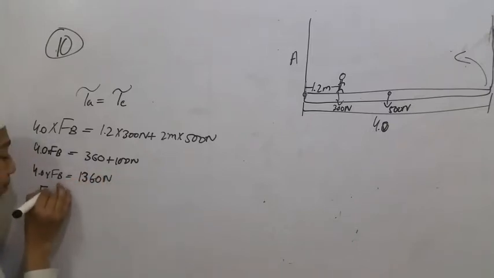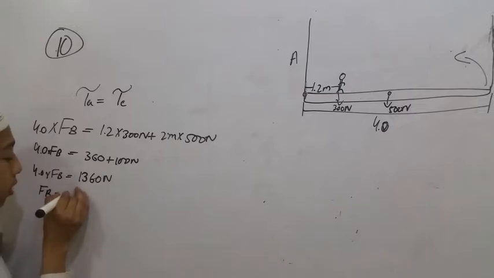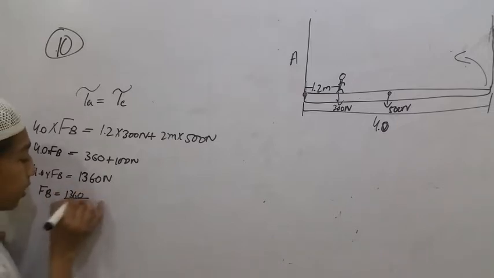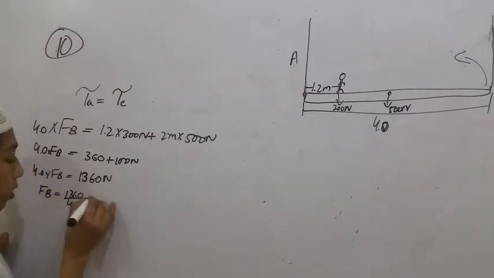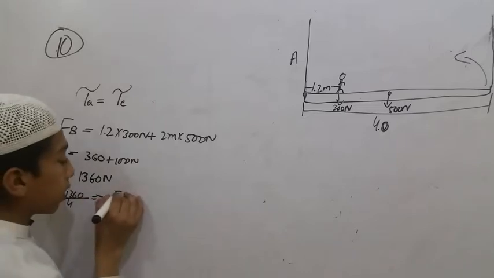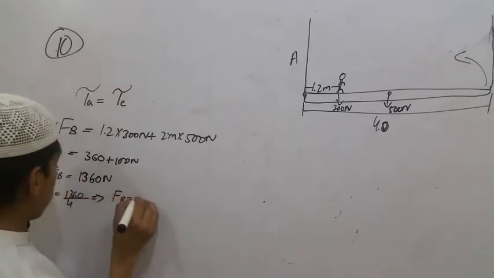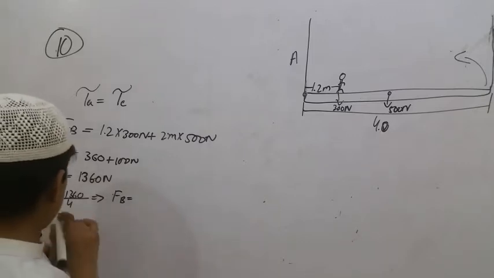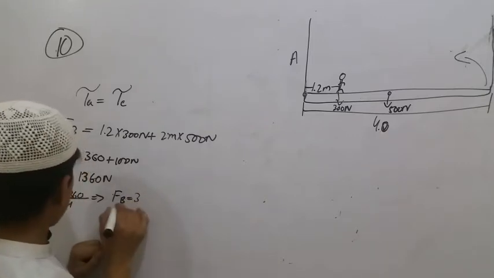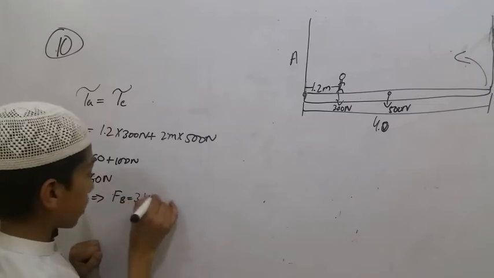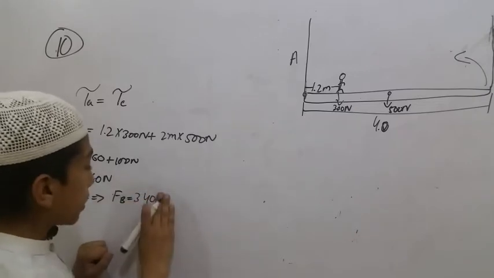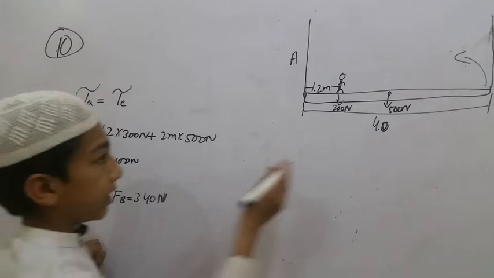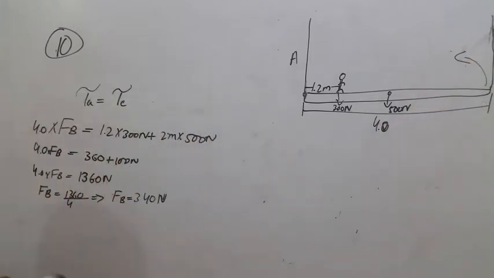So FB is equal to 1360 divided by 4. So FB is equal to 340 Newton. This is the tension in this rope B.